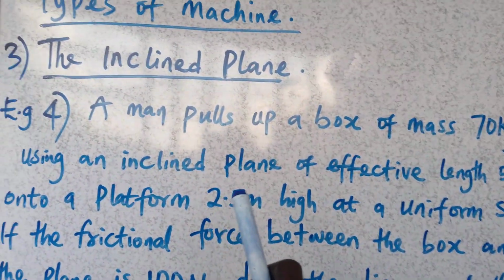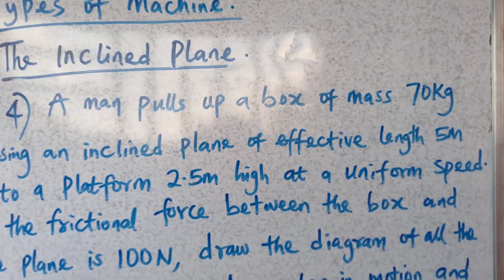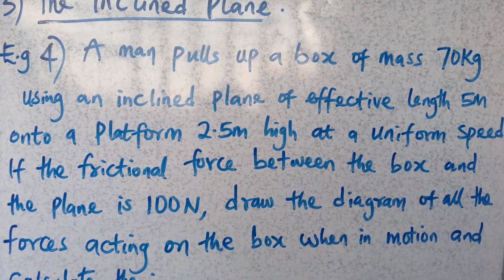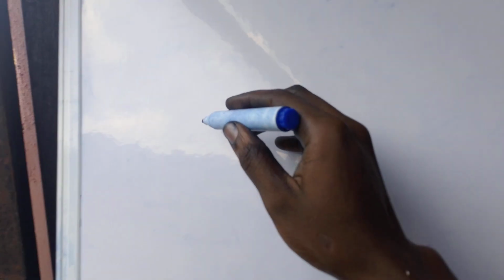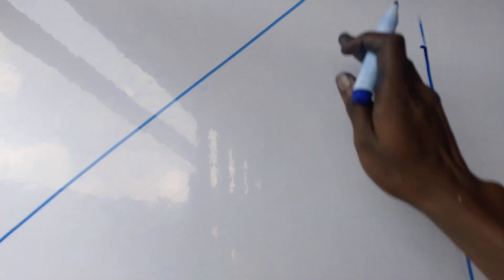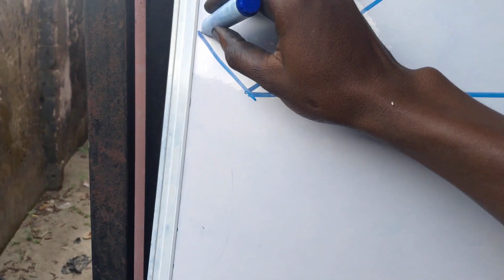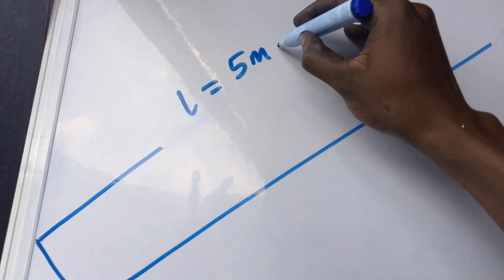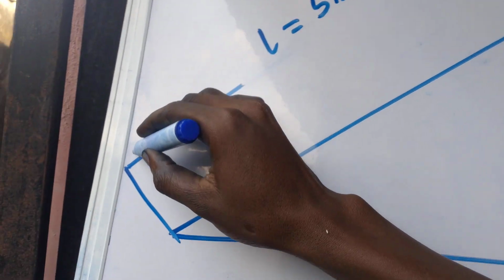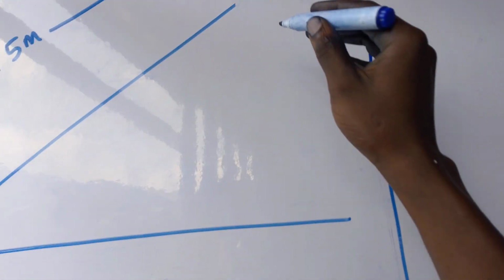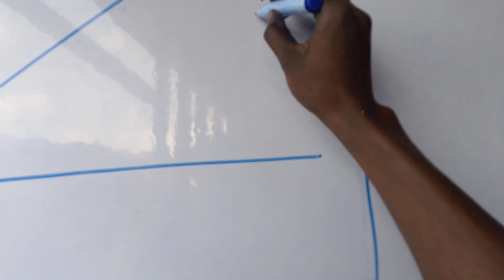We'll look at the first statement. A man pulls up a box of mass 70 kg using an inclined plane of effective length 5 meter onto a platform 2.5 meter high. So first we'll draw the inclined plane, and then we'll take the ground level. Now we are told that the length of the inclined plane L is 5 meter, and the platform is 2.5 meter high.